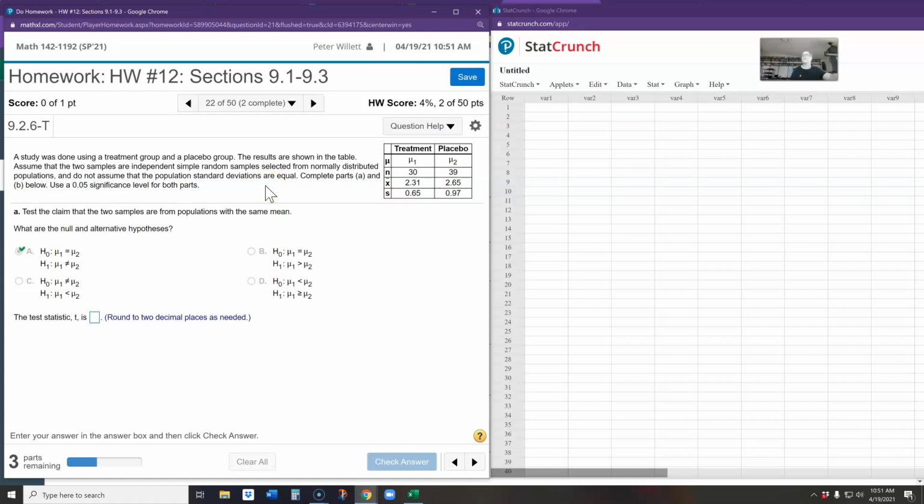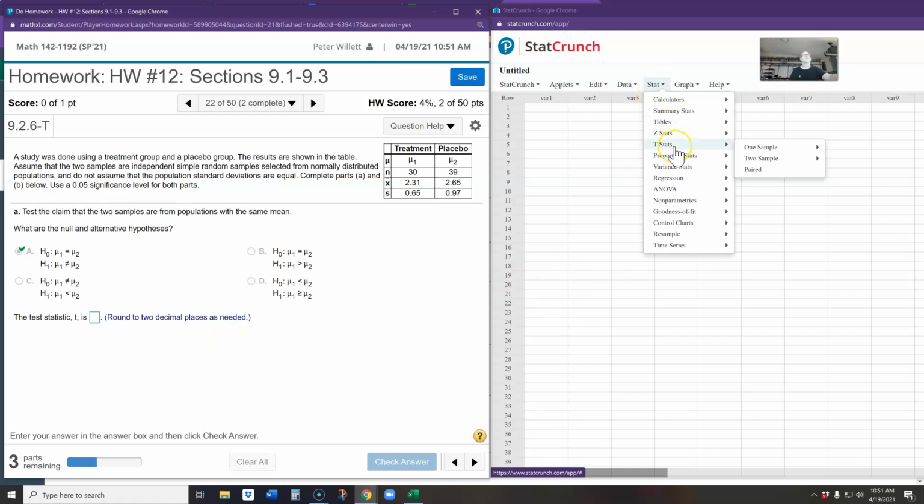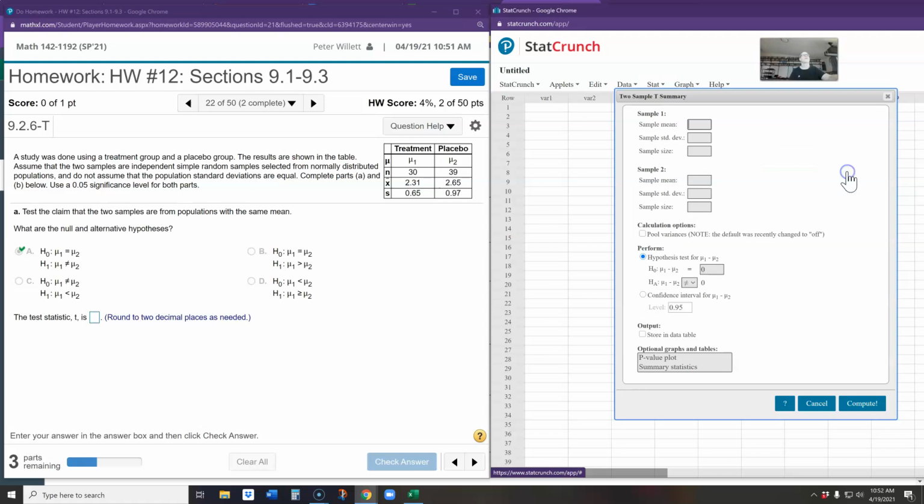But in this case, we're using a T distribution, and they gave us a little helpful hint by saying the test statistic T when they ask us the question. So I'm going to go over to Stat, T Stats. So previously in chapter 8 we had one sample, but now we have two samples, and they gave us summary stats here, so I'm going to go to With Summary. So that was T Stats, Two Sample With Summary.